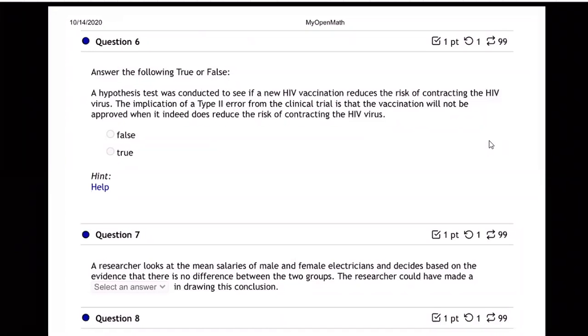Okay, so true or false? A hypothesis test was conducted to see if a new HIV vaccination reduces the risk of contracting the HIV virus. The implications of a type 2 error from the clinical trial is that the vaccination will not be approved when it indeed does reduce the risk of contracting the HIV virus. Okay, so the question is about a type 2 error.